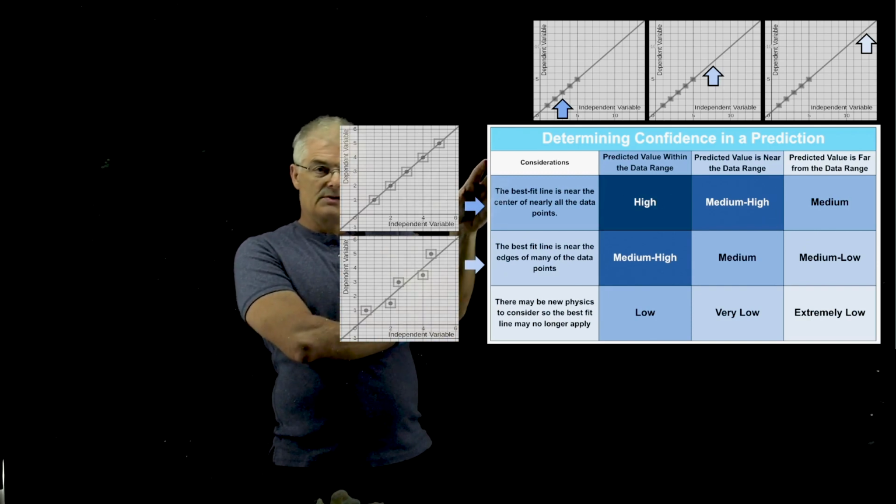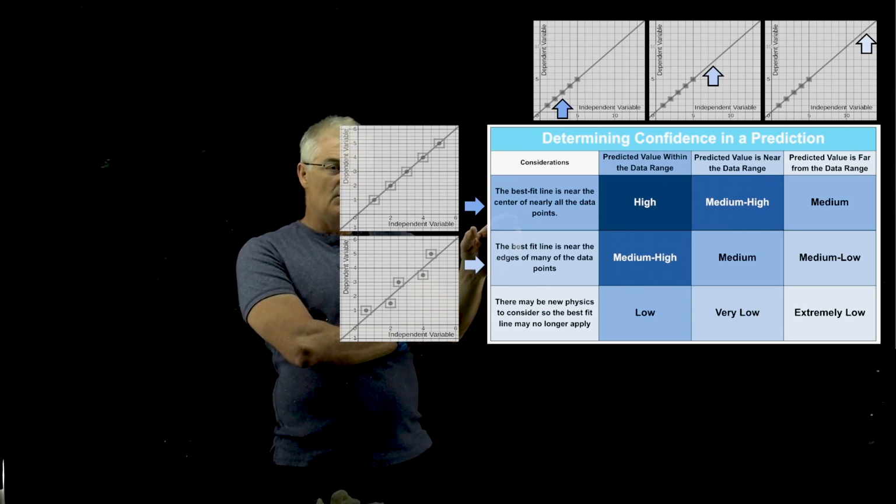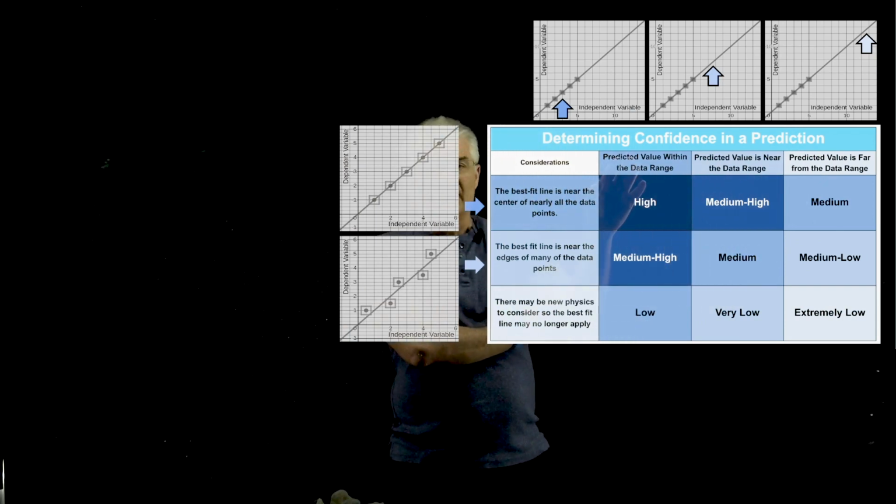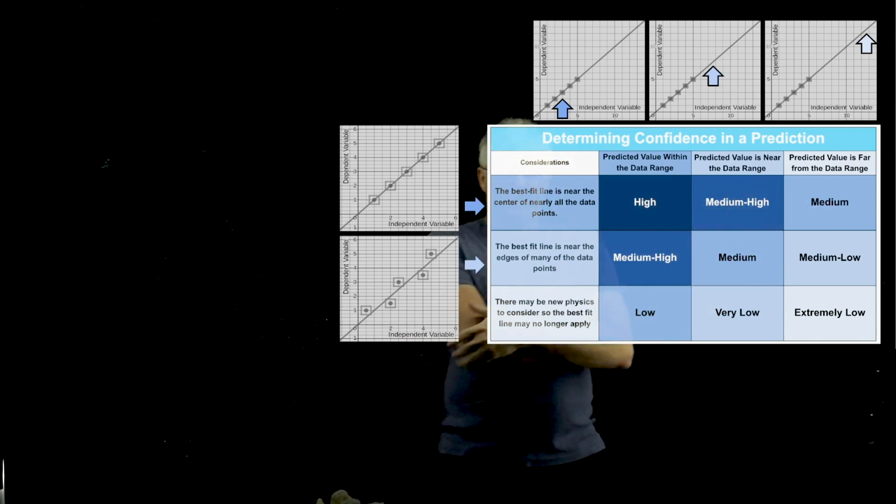You've got the considerations. The first one is the best fit line is near the center of nearly all the data points. That's a good thing. Or the best fit line is near the edges of many of the data points, so that makes it less confident. Then on this axis, it's whether your predicted value was within the data range. You make a prediction and you get that answer, and all the points are together, you have a very high probability that this is a good idea. If the predicted value is near the data range, medium high. And if it's far from the data range, all we can do is say medium.